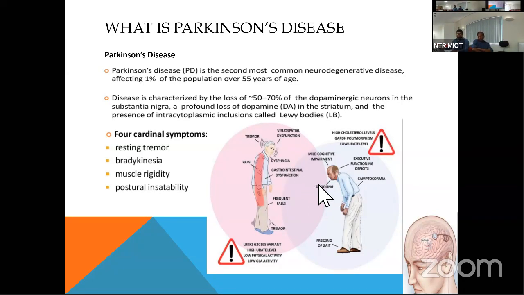Because of all this reduced mobility, your blood pressure gets low. When the blood pressure gets low, people tend to have falls and fractures. So those are secondary effects. The main effects are due to those 4 cardinal signs and symptoms.